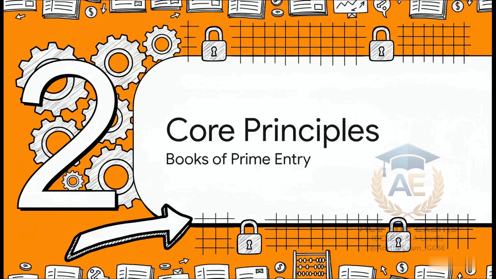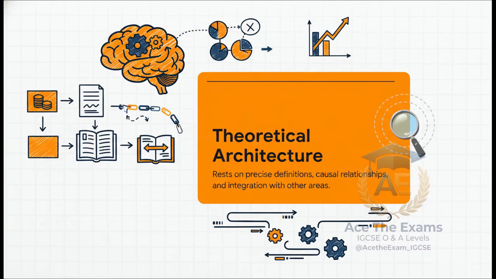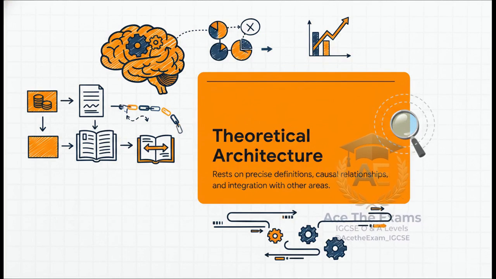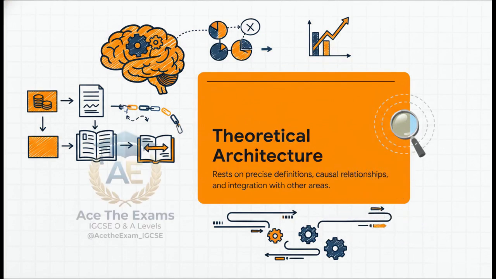Moving right along to Section 2, the core accounting principles. The big conceptual shift you need to make is realizing that books of prime entry are not just a random list of columns to fill out. They represent a highly structured theoretical architecture. It's all about causal relationships. Think of it like a chain reaction.